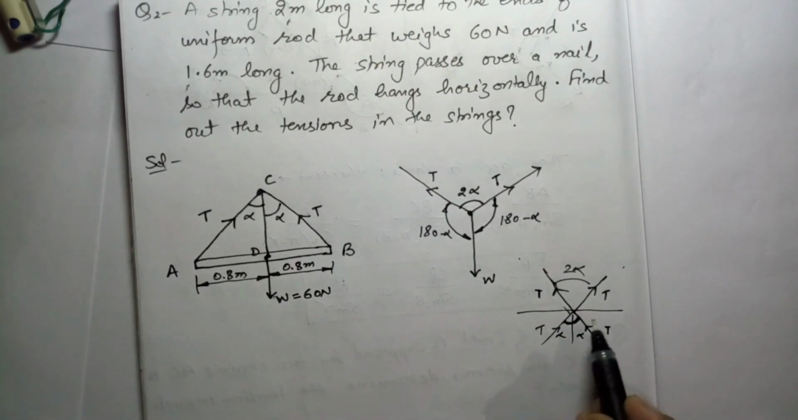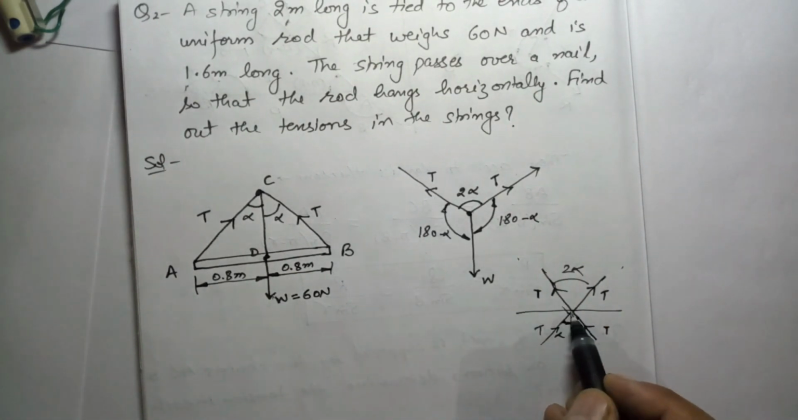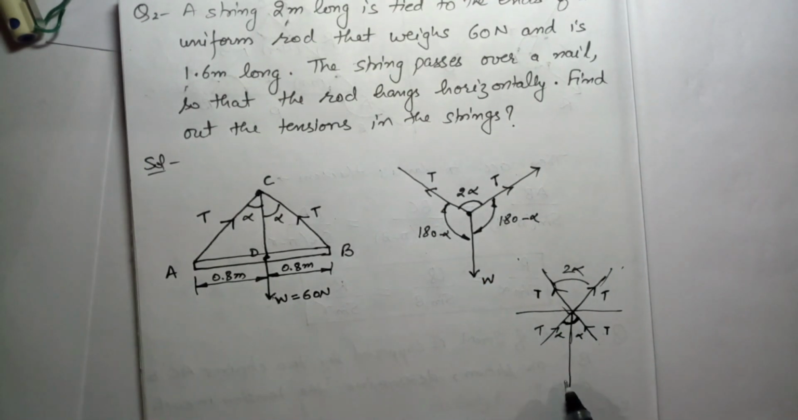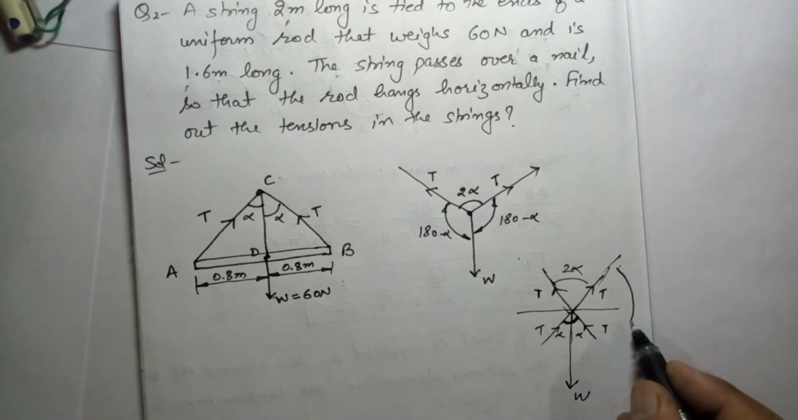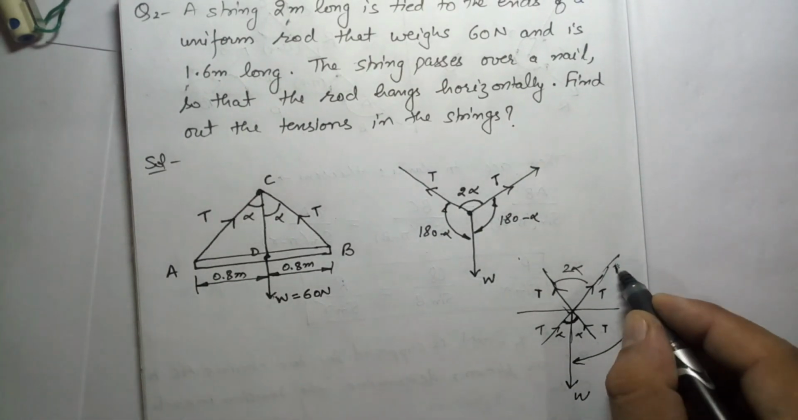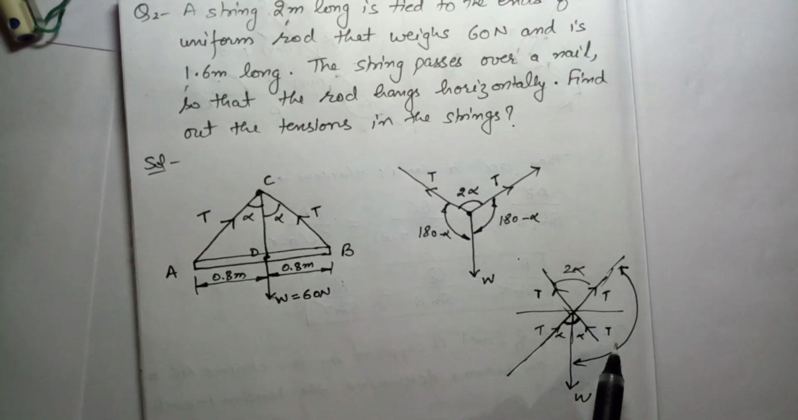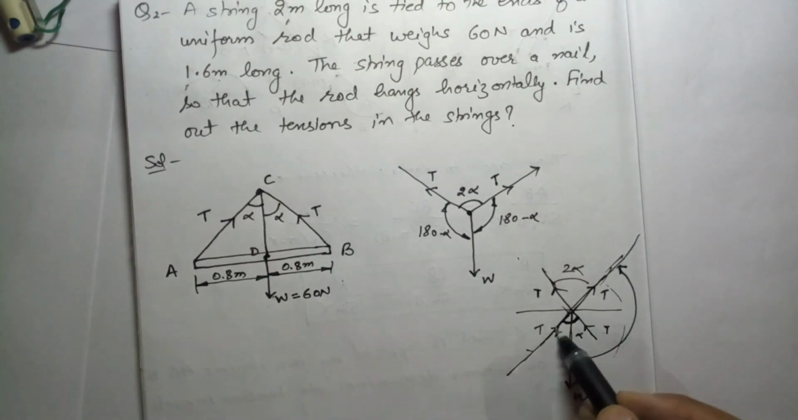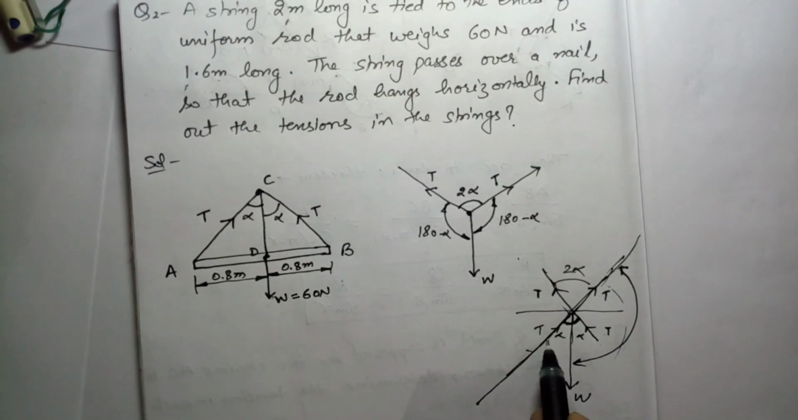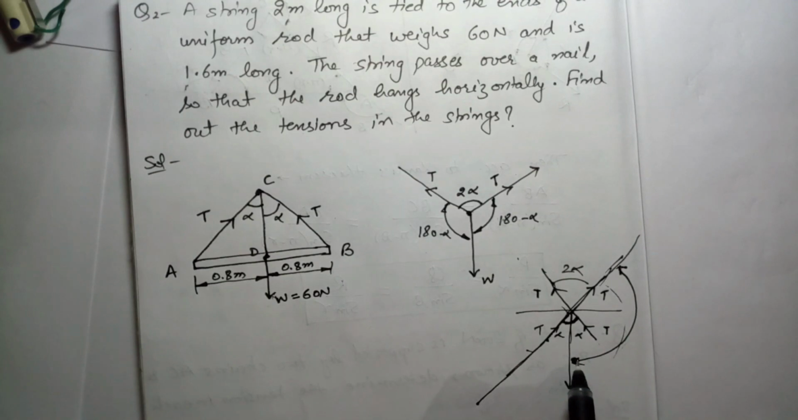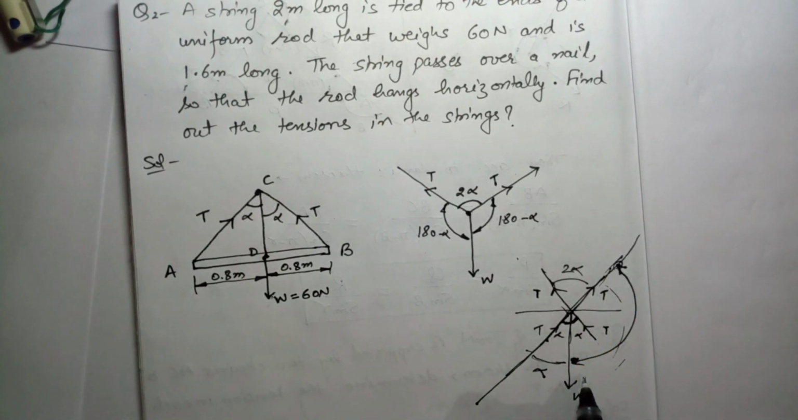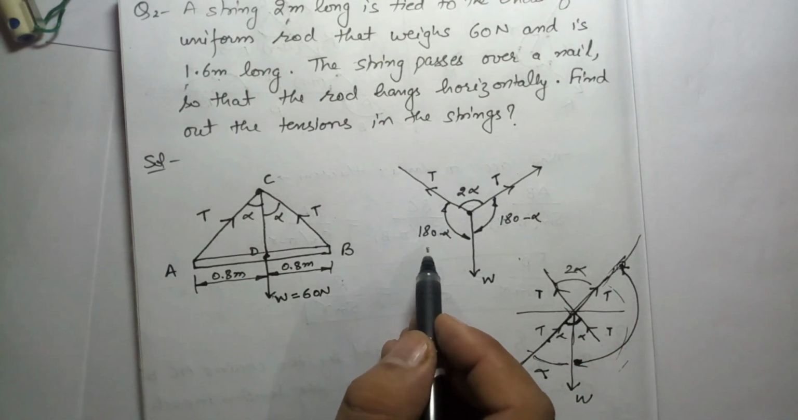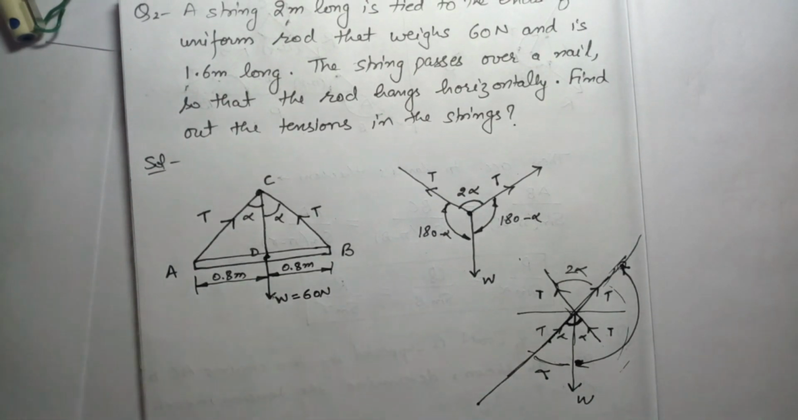Let's say the same: this is T, this is also T, and this is the direction of weight. Now we have to find out this angle, this one. How can you find out this angle? This angle will be 180 on this line, right? And we are taking the angle from this point to this only. So this angle is alpha, we know that, so the remaining angle will be 180 minus alpha. In the same way, we have taken this 180 minus alpha, right?